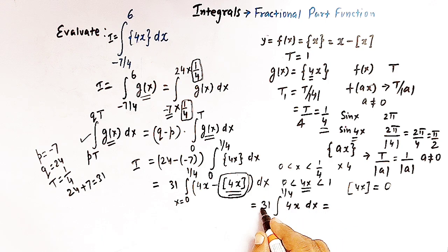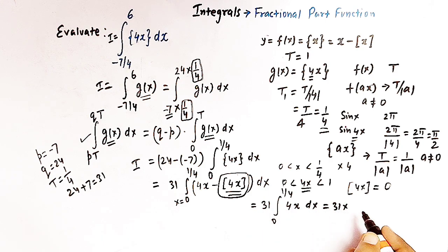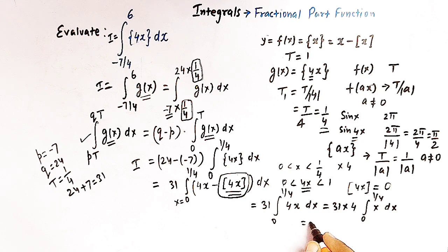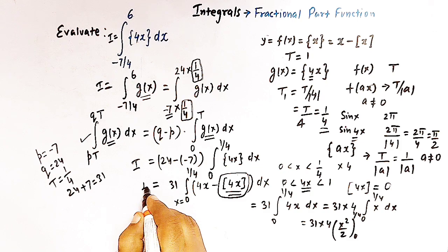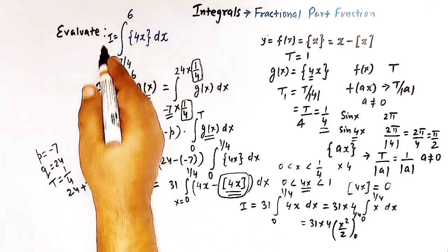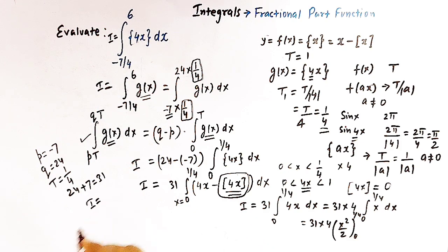Now we can take 4 outside the integral, so we have 31 times 4, and we have 0 to 1 by 4 x dx. The integral of x dx is x square over 2, and the limits are from 0 to 1 by 4. So the value of this integral I can now be written as 31 times 4, and we can now substitute the limits and take the difference.